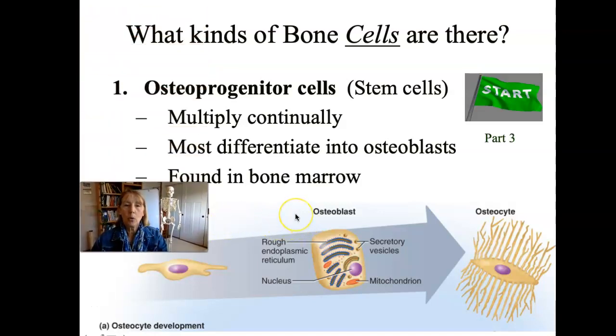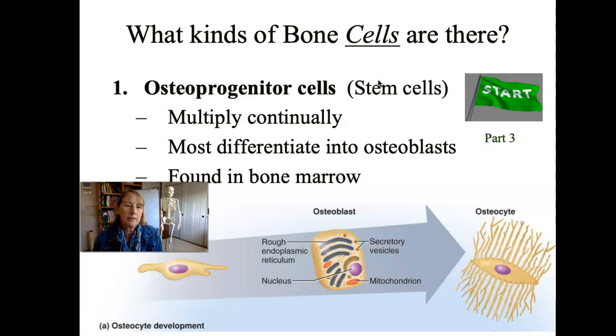So there are quite a few different types of cells, and that's what we're going to go over first. The first one is a stem cell, an osteoprogenitor cell, is what it's called. These are the cells that are going to multiply continually, and they're going to differentiate into yet another cell that's not an adult cell yet. Differentiate means change into a different type of cell, and that cell is called an osteoblast. Blast means young. It's going to turn into a young cell.